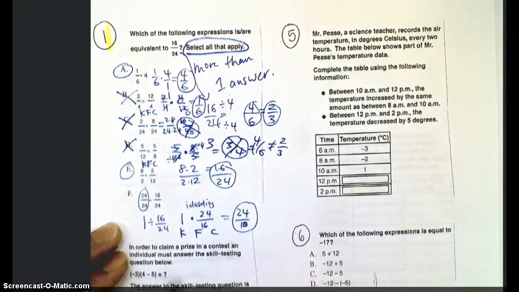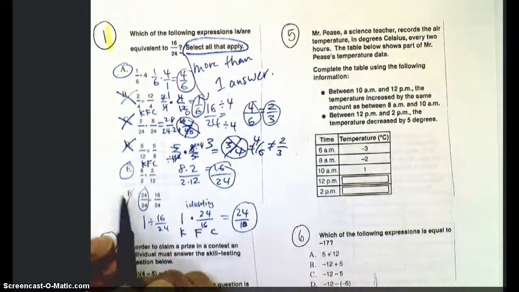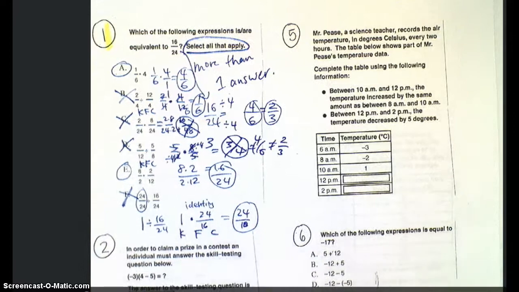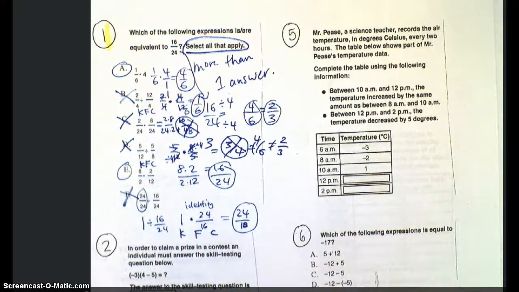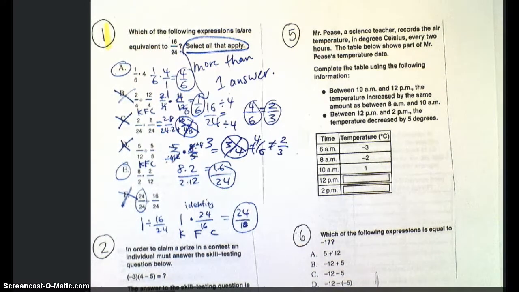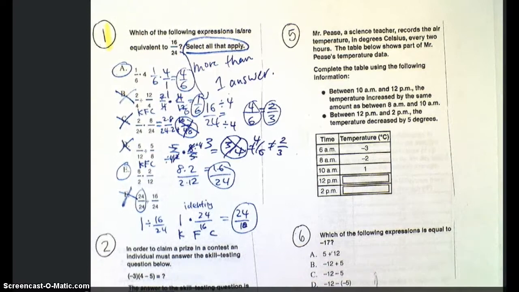So it's 24 over 16, which is the reciprocal answer. So F is also not a choice. So for number 1, A and E are our answers. It's a little tricky because a lot of people will forget to circle A. And in a question like this, you must get both choices correct. If you pick too many choices, then you get it wrong as well.